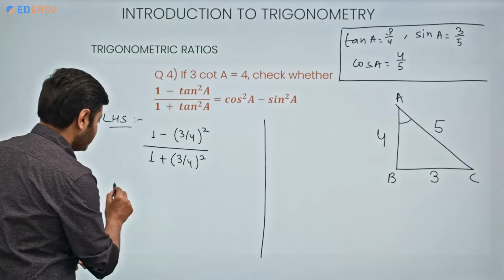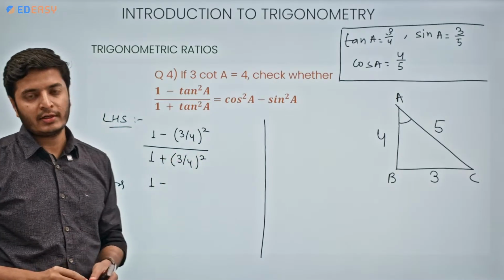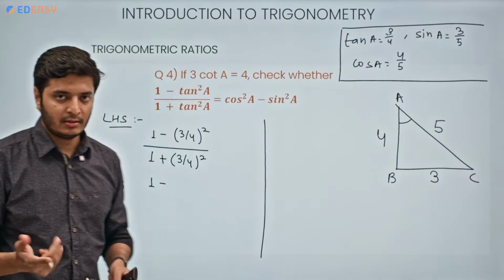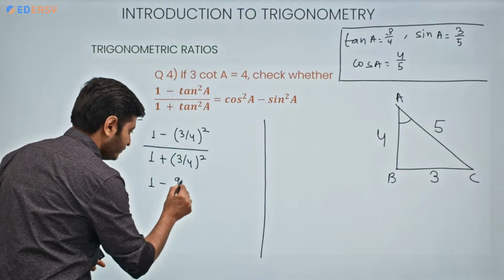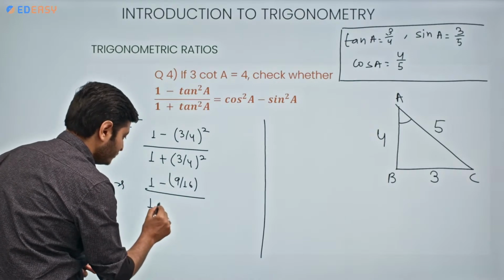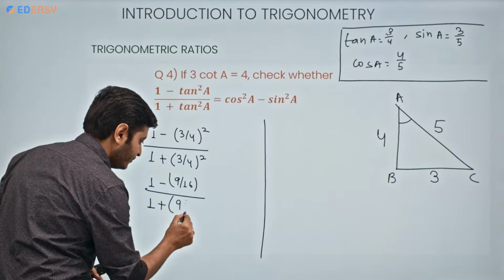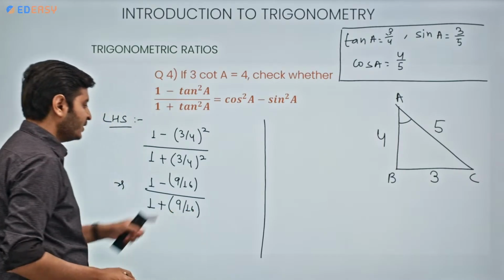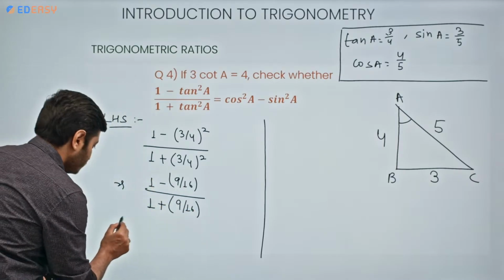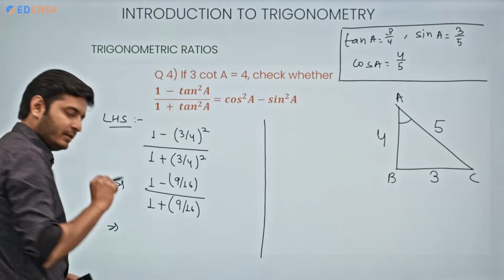This is going to give us 1 minus 3 by 4 whole square, which means 1 minus 9 by 16, correct? 1 plus 3 by 4 whole square means 1 plus 9 by 16 again. Take the LCM. So the numerator will become 16 minus 9 by 16.